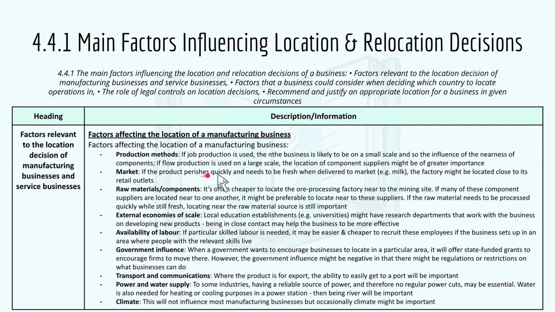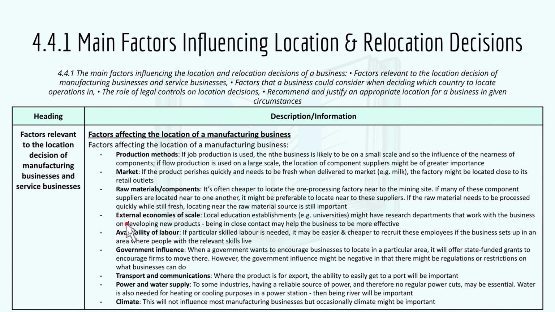If the product perishes quickly and needs to be fresh when delivered to the market, like milk, the factory might be located close to its retail outlets. Number 3, raw materials or components. It's often cheaper to locate an ore processing factory near to the mining site. And if many of these component suppliers are located near to one another, it might be preferable to locate near to these suppliers. And if the raw materials need to be processed quickly while still fresh, locating near a raw material source is still important.